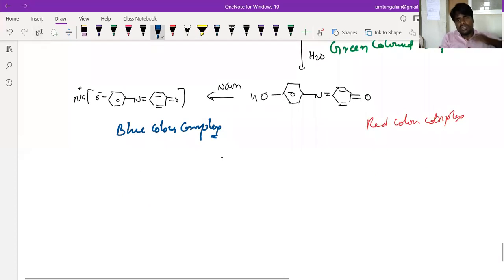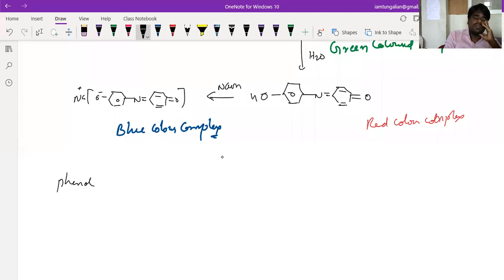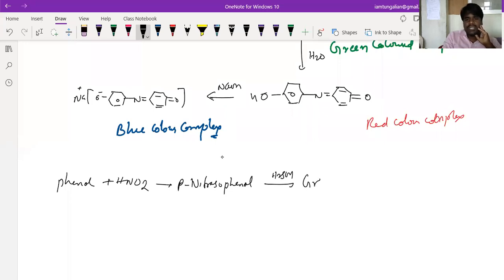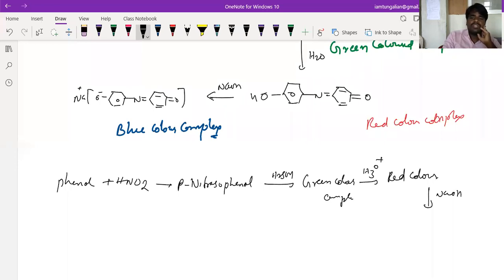So whenever phenol is treated with nitrous acid, what is the Liebermann test, beta? Phenol on reaction with HNO2 forms para-nitrosophenol, which in presence of H2SO4, what does it form, beta? It forms a green color complex, which on hydrolysis changes to red color complex, which in presence of alkali changes to blue color.